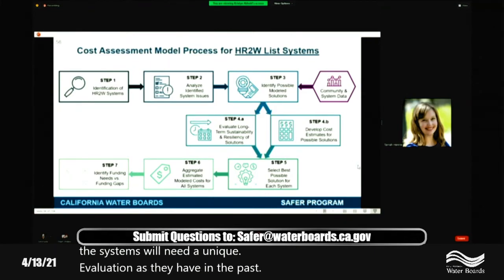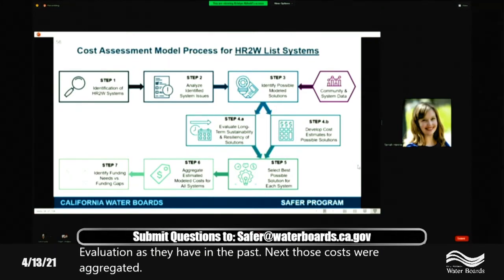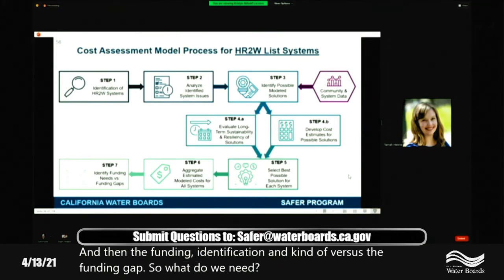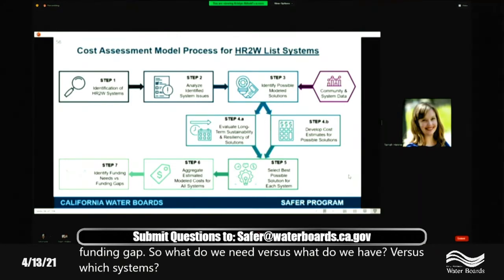Next, those costs were aggregated, and then the funding identification versus the funding gaps. So what do we need versus what do we have versus which systems will qualify? That's what Morgan will be talking about after this section.